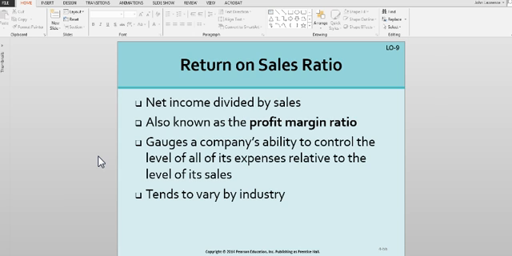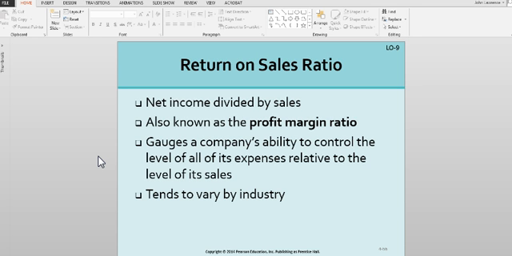Return on sales ratio, which is your net income divided by your sales. So for every dollar that you sell, how much do you generate in net income? Also known as your profit margin ratio. And that really measures, gauges the level of ability to drive profitability out of every dollar of sales. And it looks at their ability to control their expenses and manage their costs so as to drive profitability from every dollar that they sell.